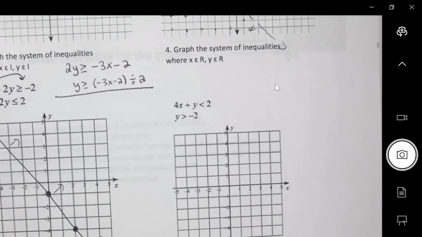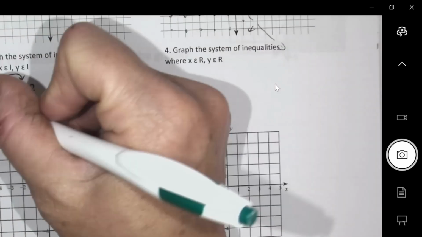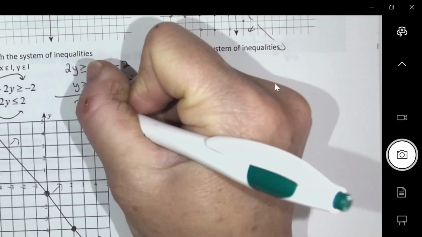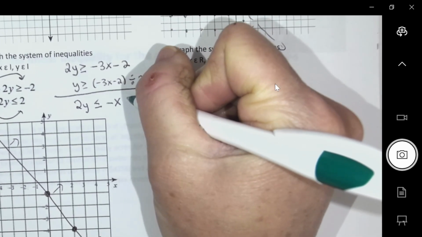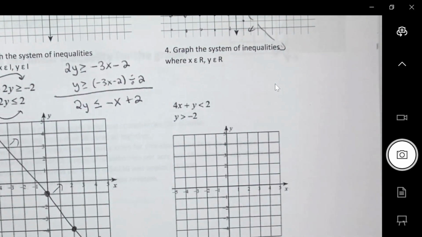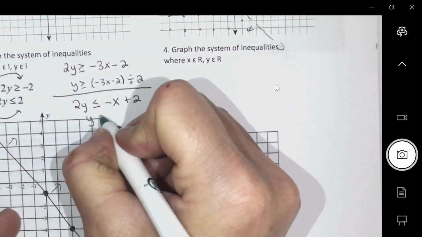Okay, the other line. Same idea: keep the y, so 2y, move the x, keep the number. So you line it up: the y, the m, x, the b, line them all up. So I had to make a move. And then I'm going to have to divide by 2.